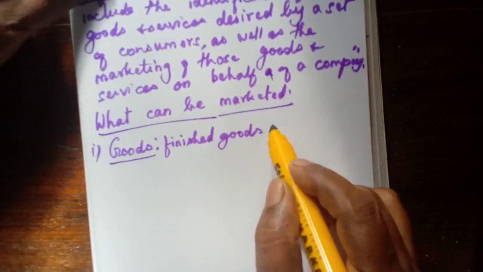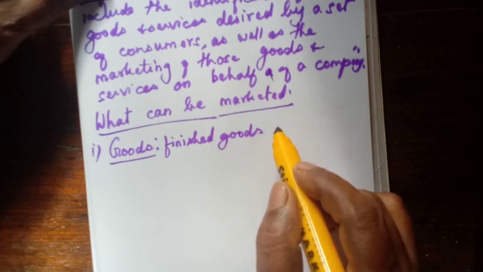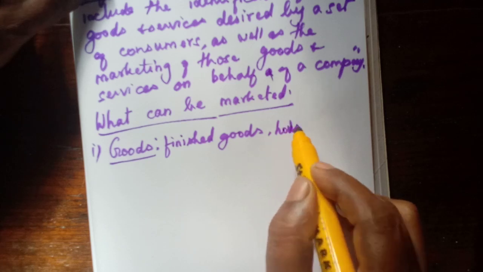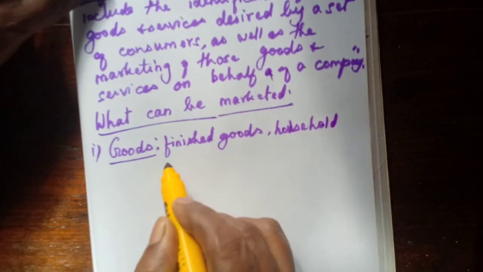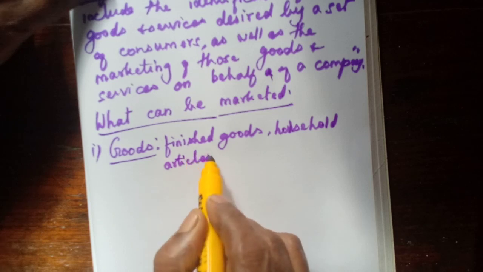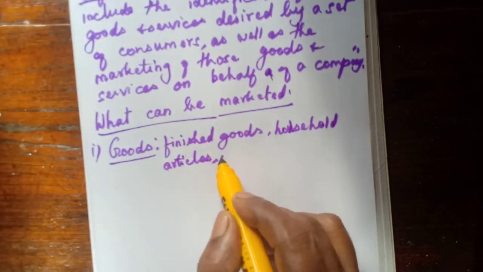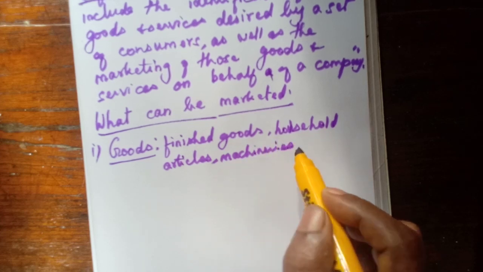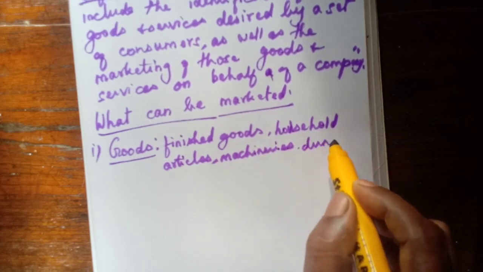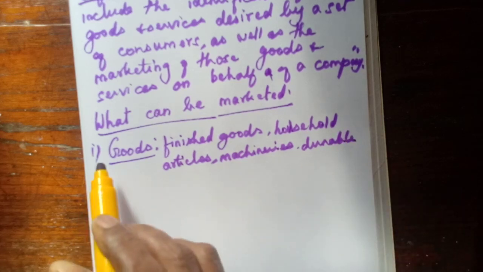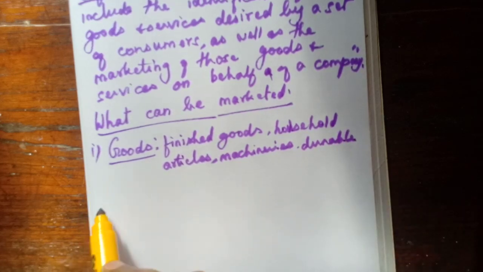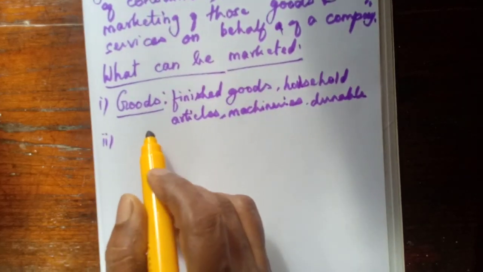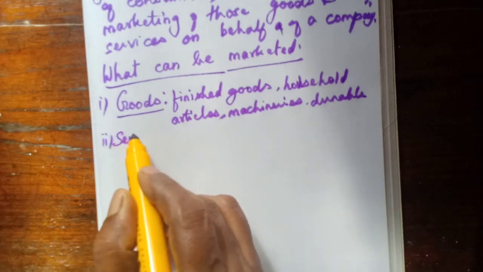Finished goods are all types of finished goods that we purchase, our household articles, then machineries of all kinds, then durable goods, even the perishable goods, all are marketed. That will come under this goods heading. Okay, then next one, services. The services are marketed.